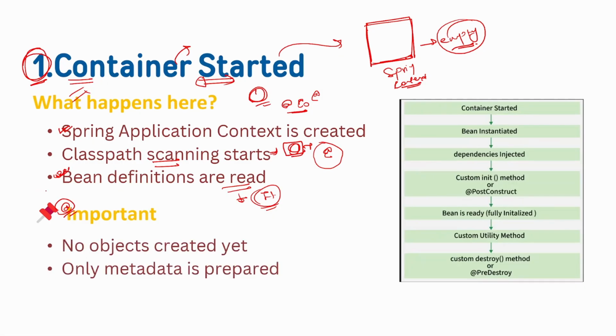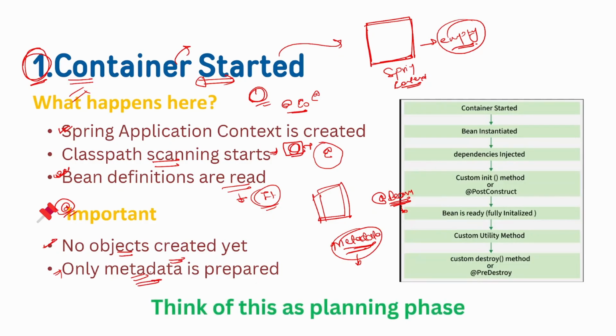Important: in this phase, no object is created, only metadata is prepared. In this phase, the Spring context is created and the metadata of all the components is read, along with all the methods marked with the bean annotation in the project configuration. No object is created yet, only metadata is prepared. We can think of this as the planning phase.